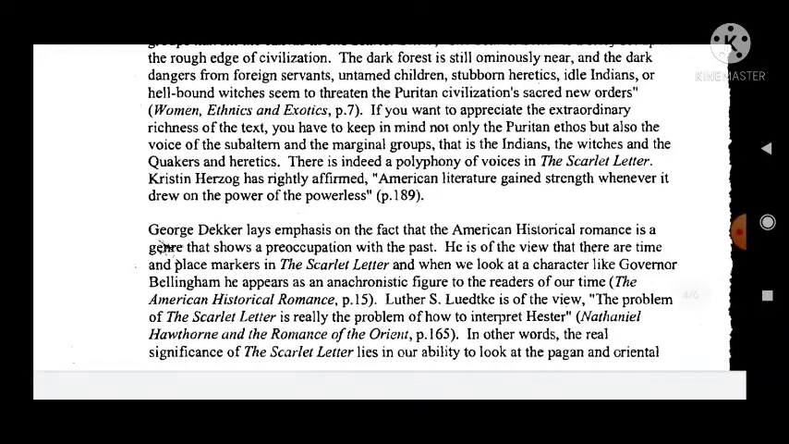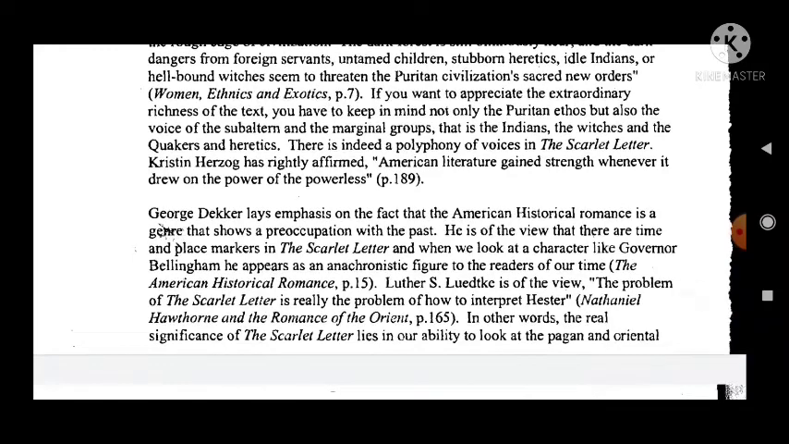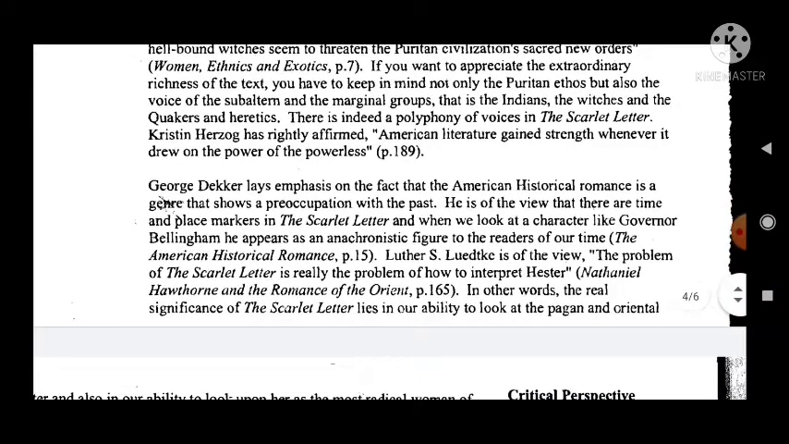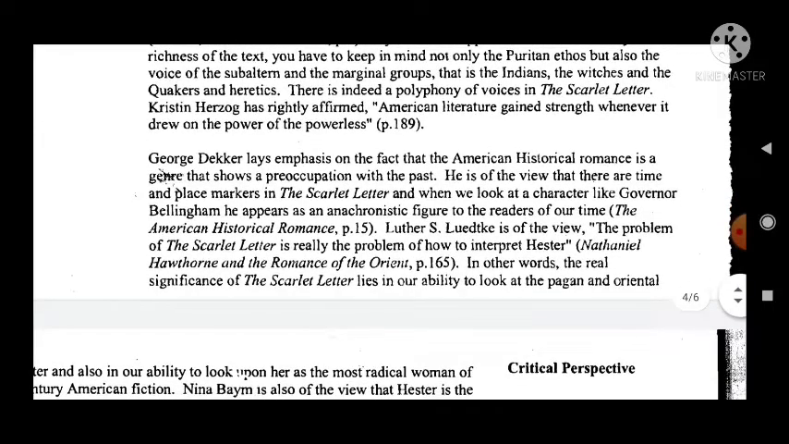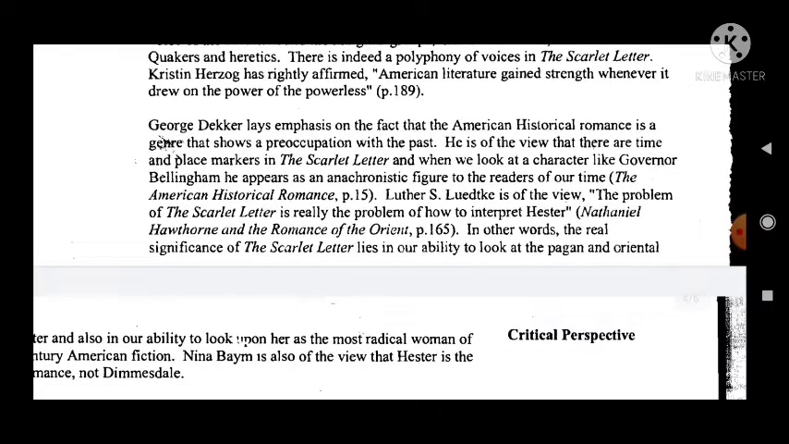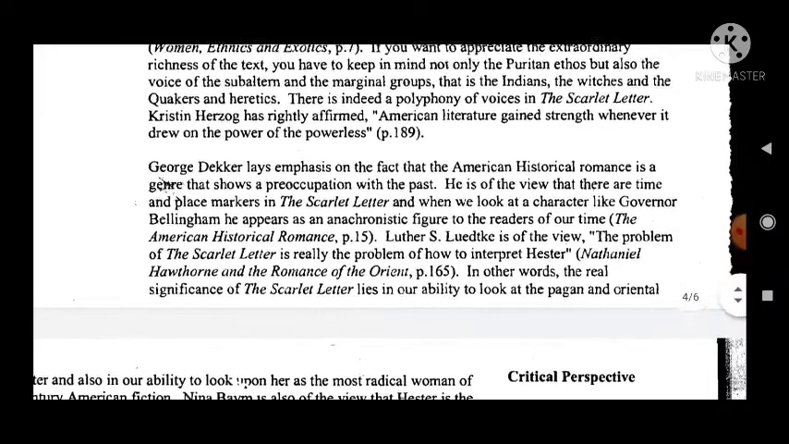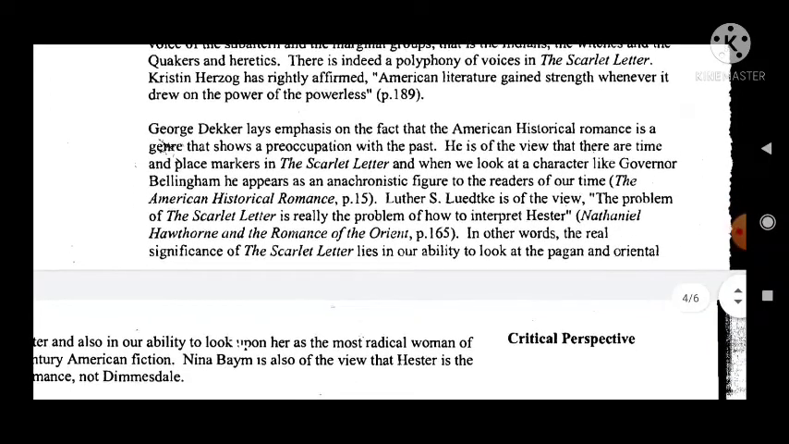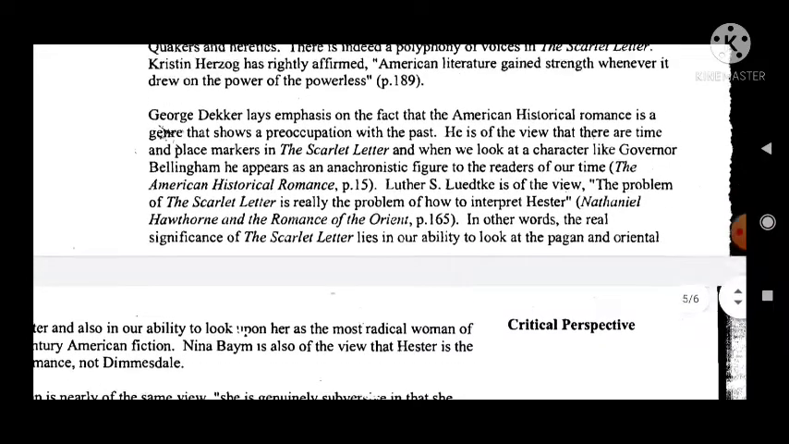If we want to appreciate the extraordinary richness of the text, you have to keep in mind not only the Puritan ethos but also the voice of the subaltern and marginal groups, that is the Indians, the witches, the Quakers and heretics. There is indeed a polyphony of voices in The Scarlet Letter. Christine Herzog has rightly affirmed American literature gained strength whenever it drew on the power of the powerless.